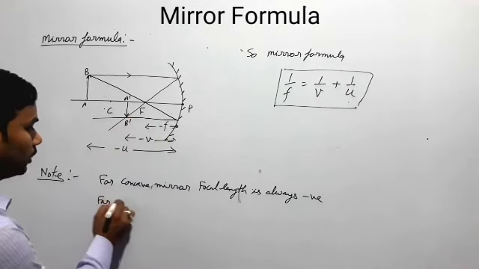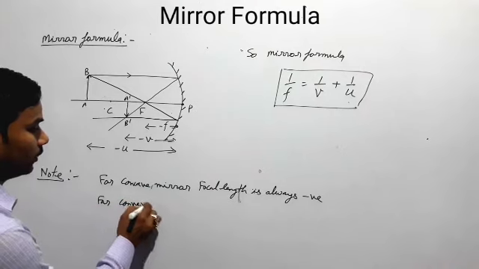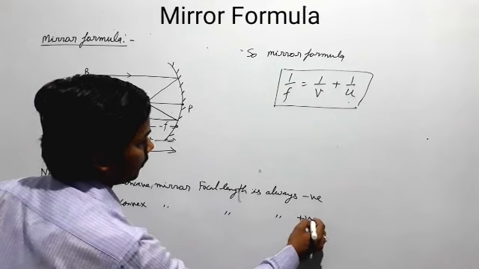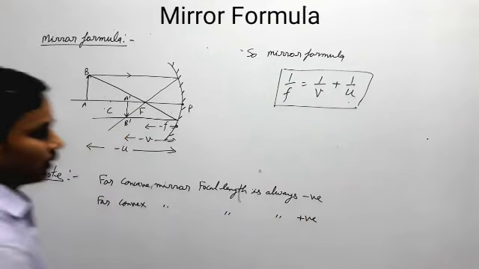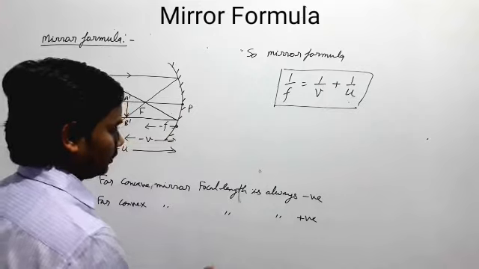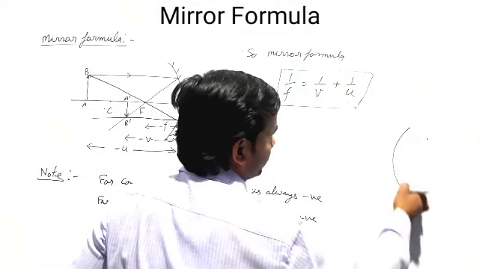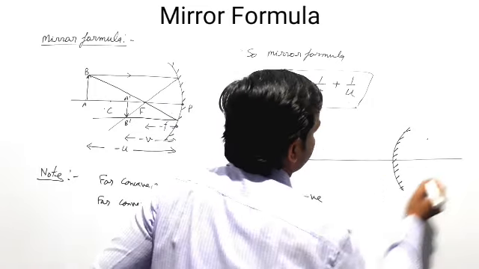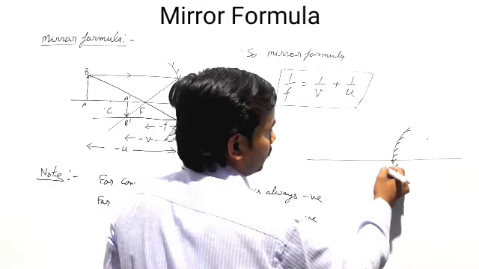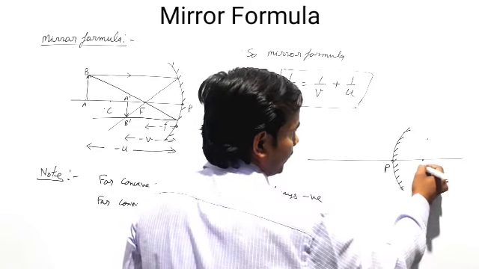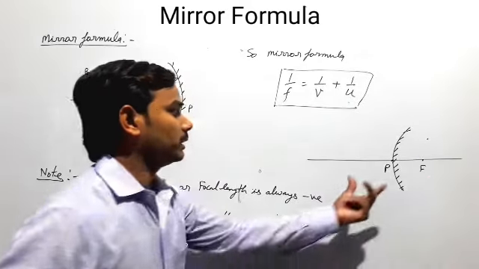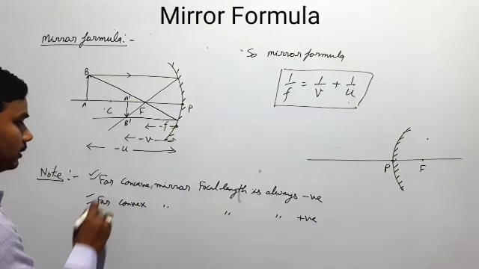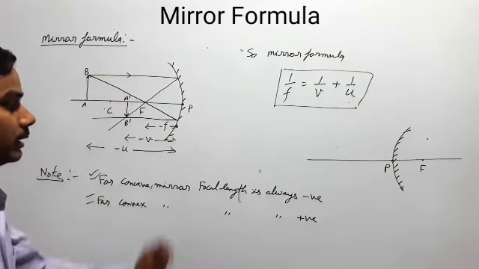Now for a convex mirror, the focal length is always positive. Why? Because if we draw the figure for a convex mirror, this is the convex mirror, this is the principal axis, this is the pole, and the focus lies on the right side of the pole, so this is always positive. This is the most important thing and it is very useful in numericals.